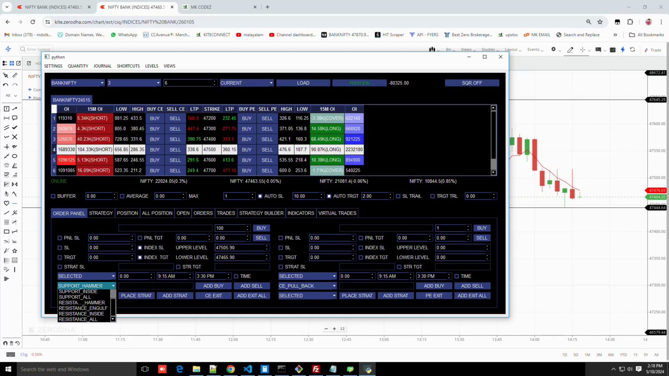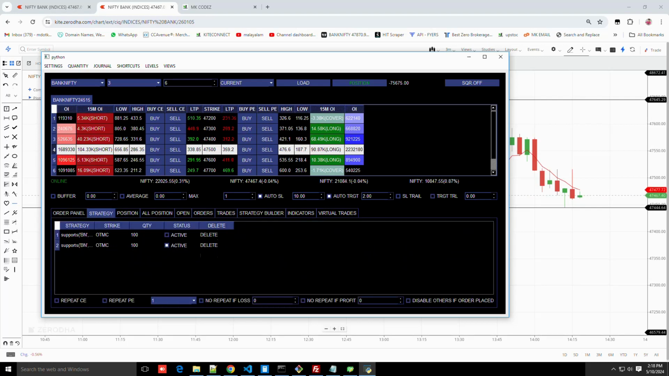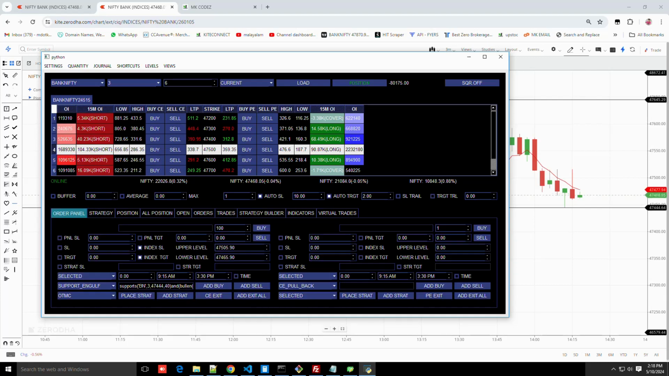Next one is support engulfing pattern. This will place order if the engulfing pattern is formed near our support level. Okay, you can enter any value 40 or 50 depending upon your analysis. Okay, I have entered 40 here, adding buy. So if the engulfing pattern is formed, it will place order here. Next one is inside candle pattern. Okay, our strategy is added.